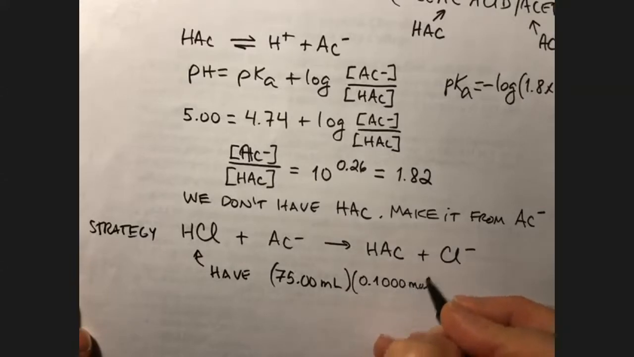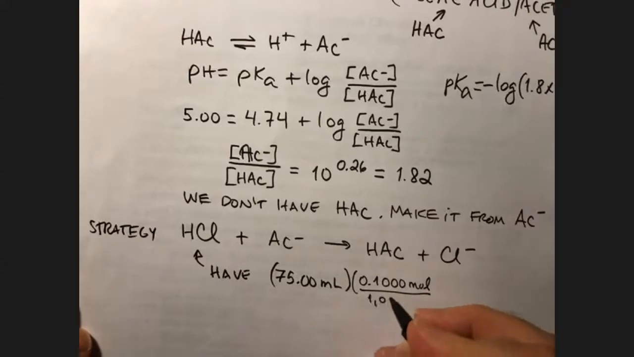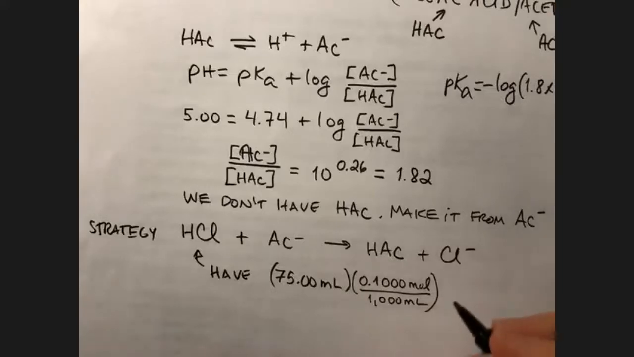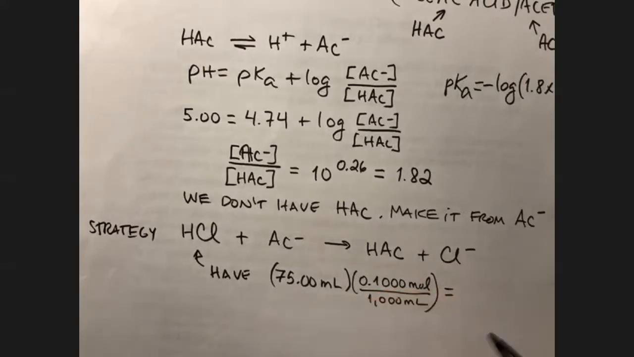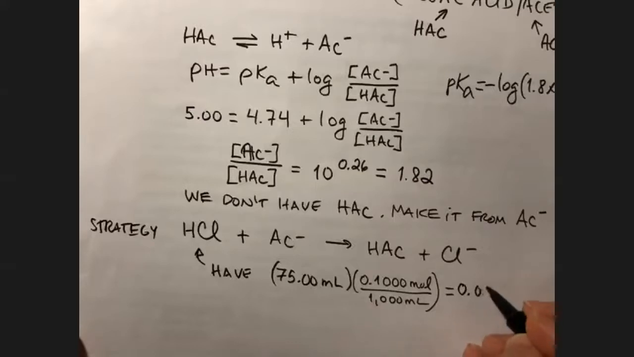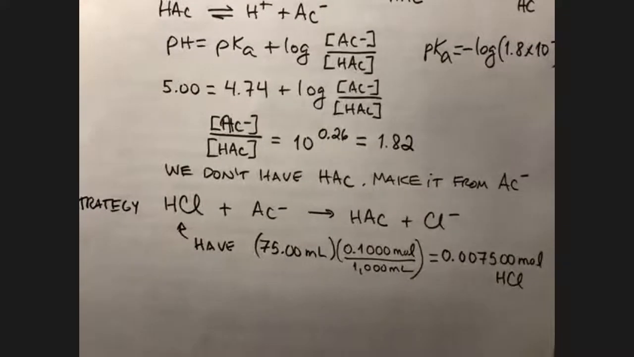0.1000 moles in 1 liter, in other words, in 1,000 milliliters. So that means that I have, this is divided by 10 and then divided by 1,000. 0.00750 moles of HCl. All right. That's what I have available to me in that sample of 75 milliliters. All right. So let's go ahead and set this up.